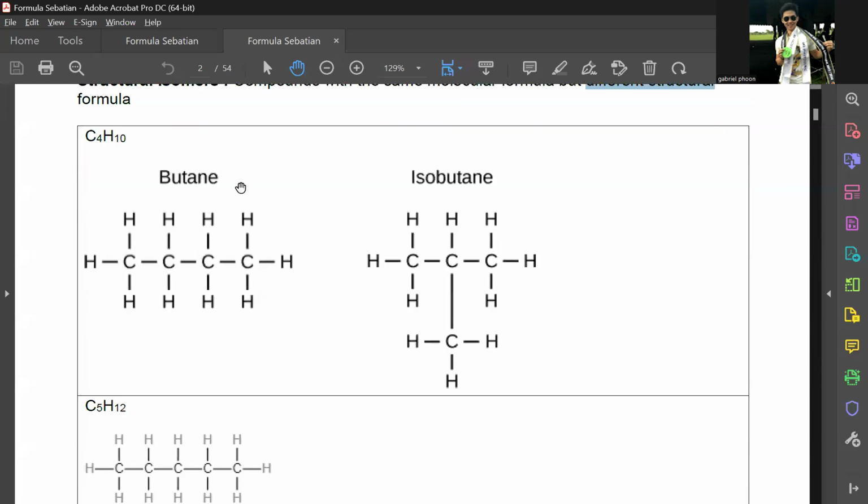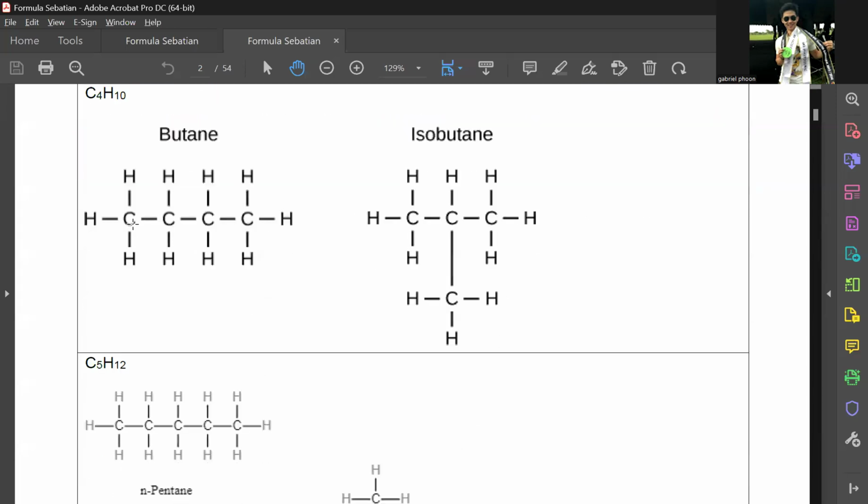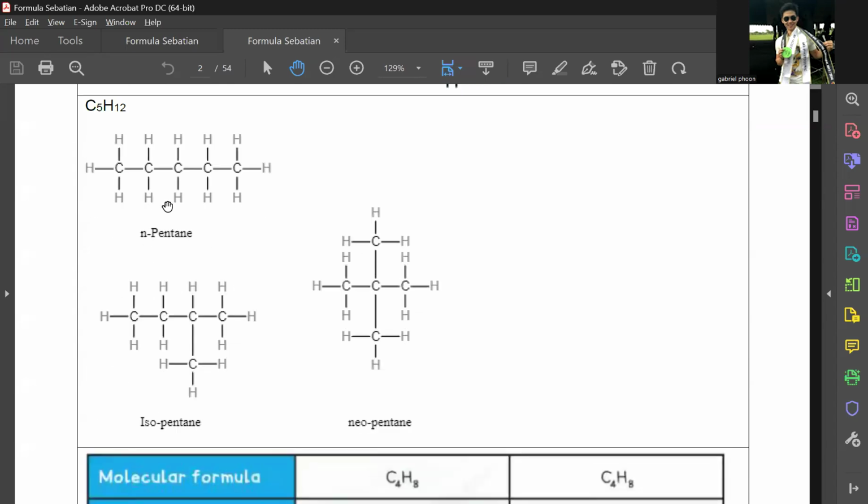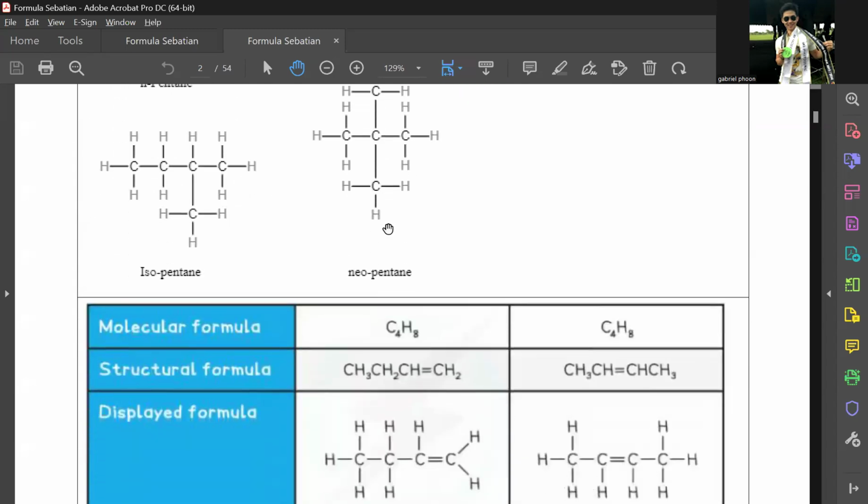So from here you can see that this is butane. The main idea is that it contains 4 carbons, right? And then this is an isomer of butane. It also contains 4 carbons, but arranged in a different manner. Obviously, their structure is different, but the molecular formula is still the same, okay? These are also examples. You can refer to this later on yourself.